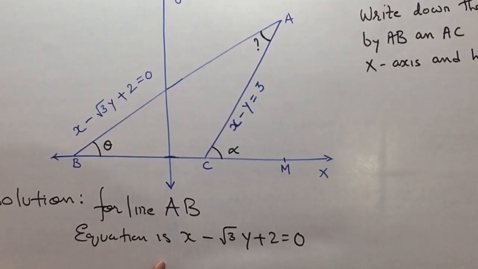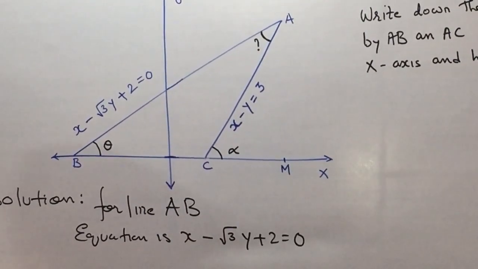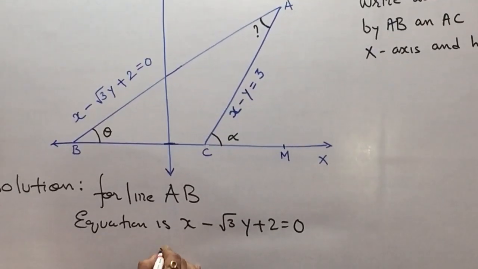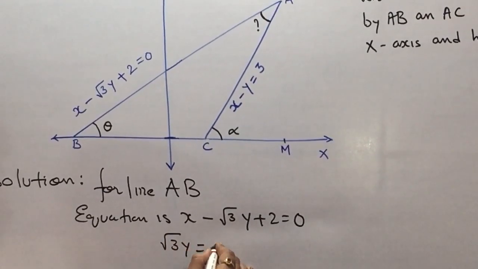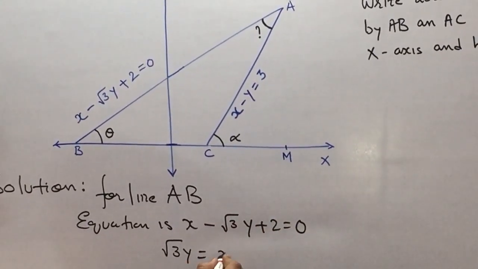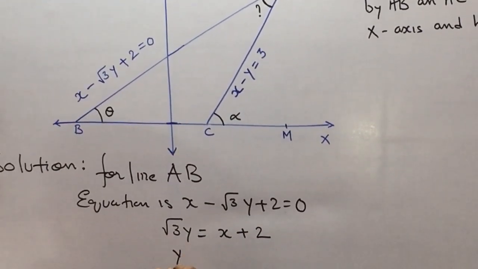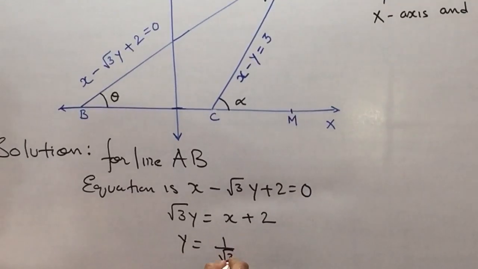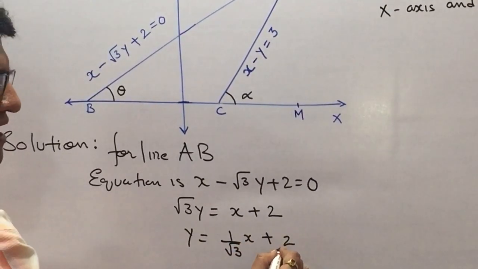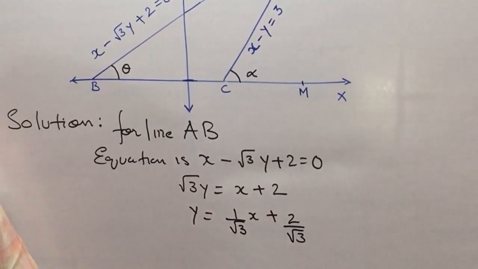We'll first convert this equation, which is in the general form, into y equals mx plus c format. What do we convert into? We convert into slope-intercept form. So when I convert this into y equals mx plus c format, the very first step is: minus root 3y goes over there and becomes plus root 3y equals x plus 2. We further divide by root 3, so we get y equals 1 by root 3 of x plus 2 by root 3.